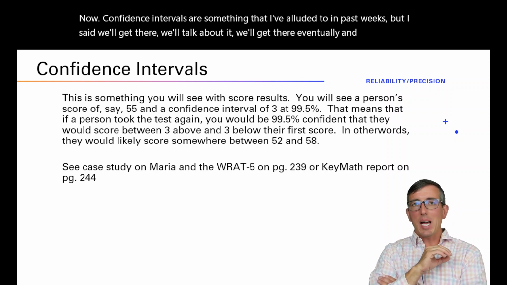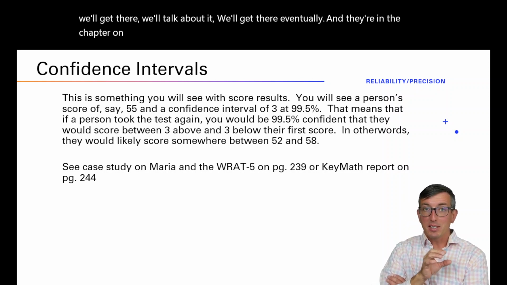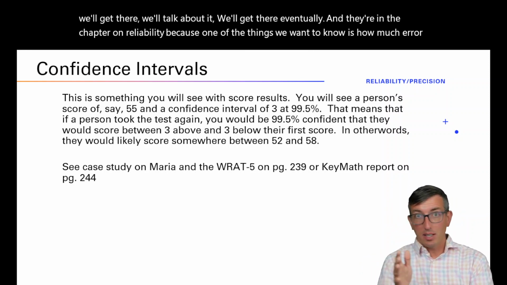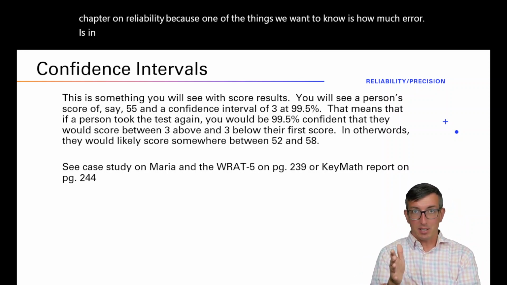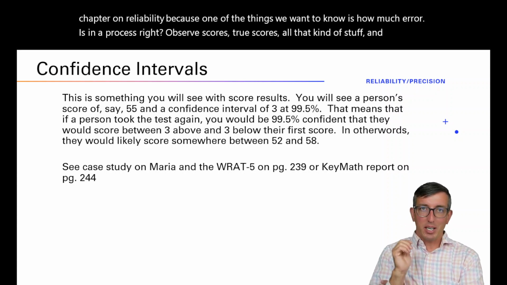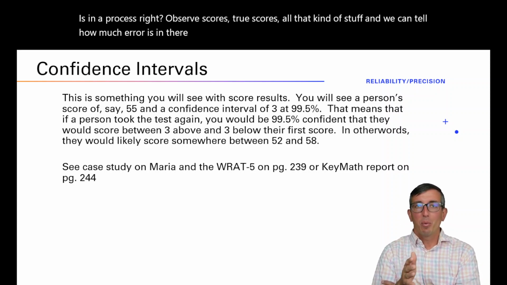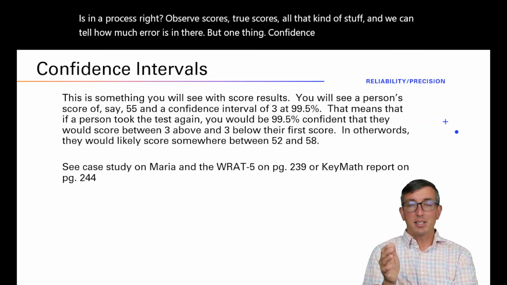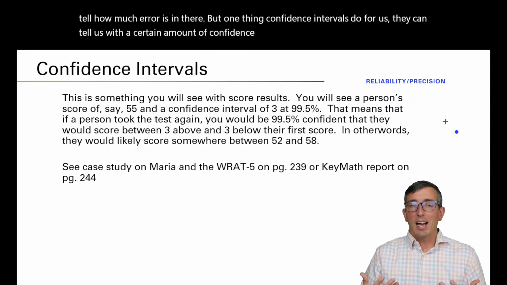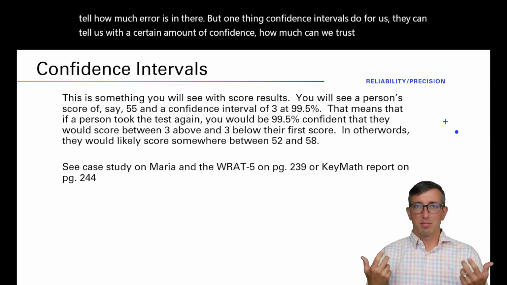And they're in the chapter on reliability because one of the things we want to know is how much error is in a process, right? Observed scores, true scores, all that kind of stuff. And we can tell how much error is in there. But one thing confidence intervals do for us, they can tell us with a certain amount of confidence, how much can we trust this score?